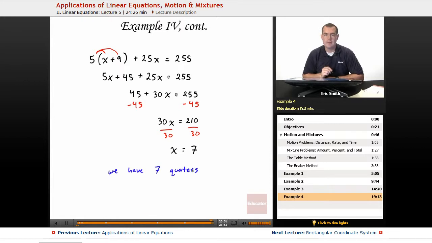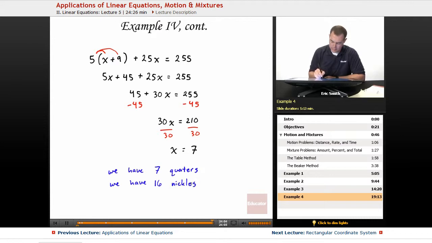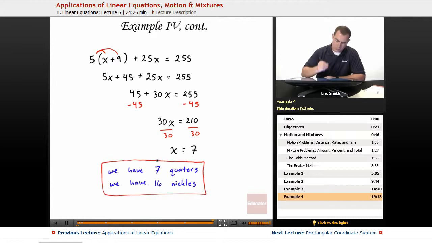Now, if you remember, we have exactly 9 more nickels than quarters, so we can add 9 to this number and figure out the total nickels. We have 16 nickels. All right, and now we've figured out the total amount of both coins.